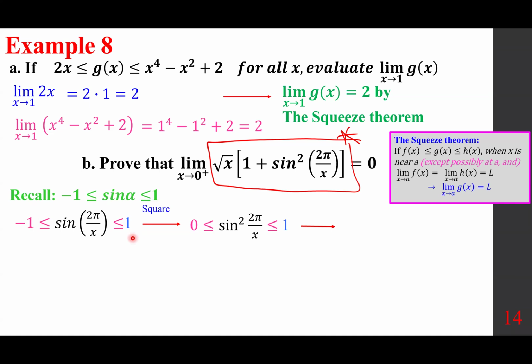All right. Now go back to this one. We need 1. So let's add 1. If I add 1 to all sides, this becomes 1, this becomes 2, and this becomes 1 plus sine squared.